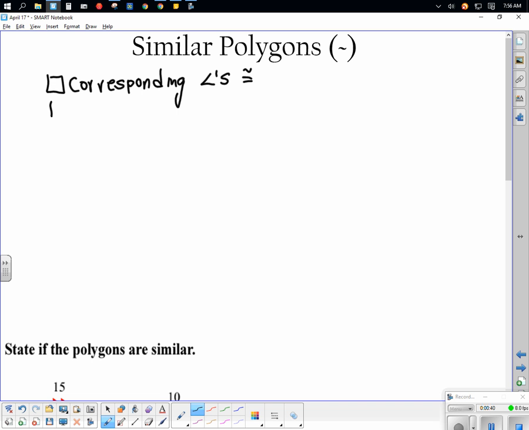And condition number two is the following. Corresponding. And once again, corresponding means that they are in the same relative position. So corresponding, and it will not be angles, but it will be sides. The keyword is proportional.